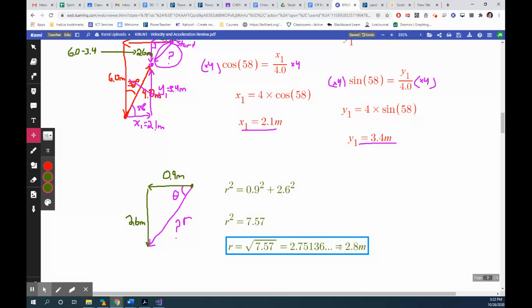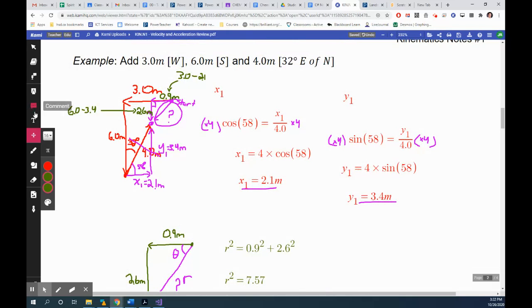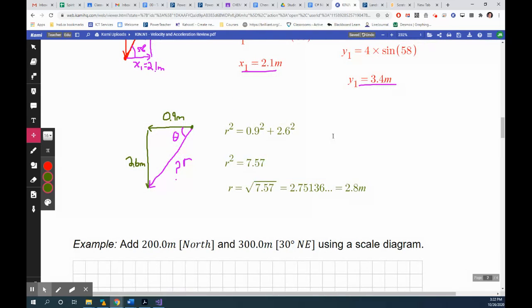right? I like to punch it all in and keep the number of sig figs I want, and we're going to keep 2. We started with 2, everything here at 2, so I'll be happy with 2. We should keep 2 sig figs. 2.8 meters is how far this is, okay?